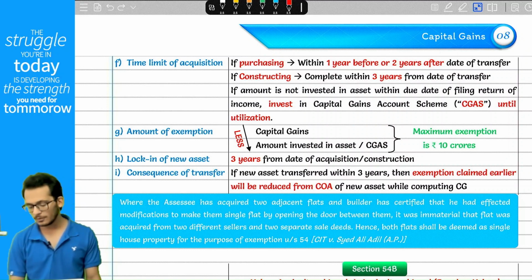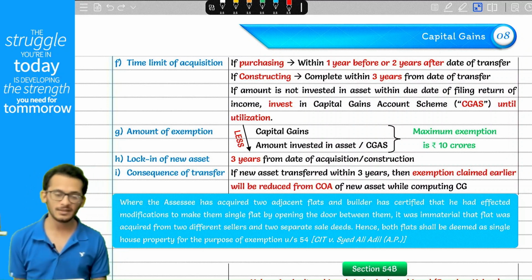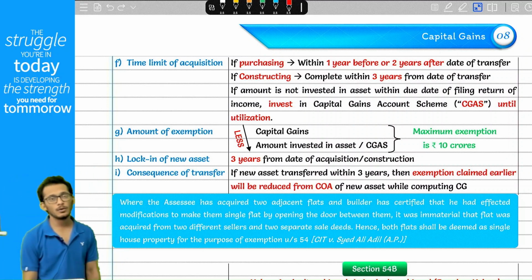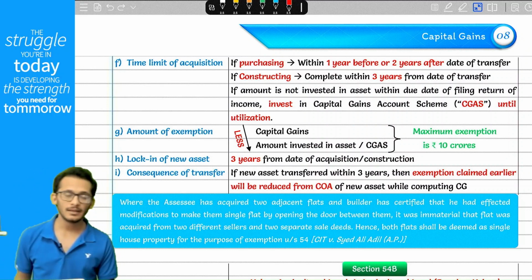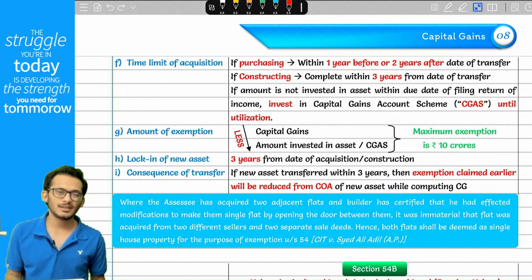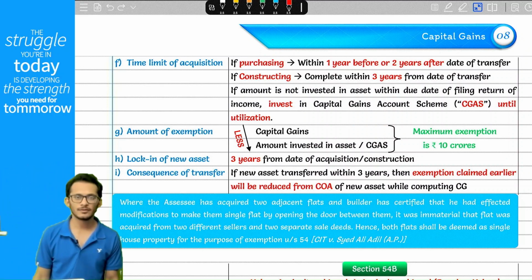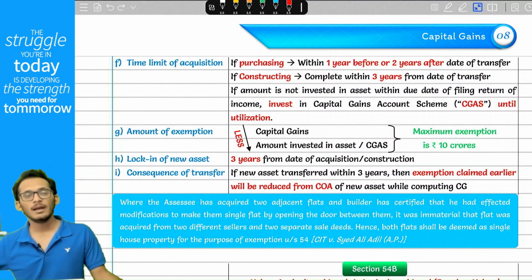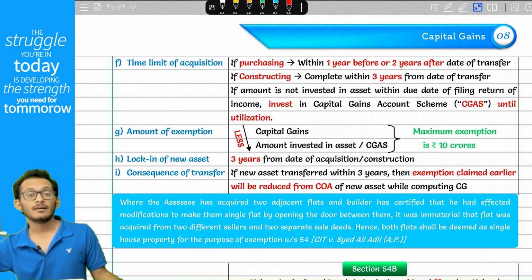Rahul, whatever house property I have bought, I have to hold this house property for a minimum period of 3 years. If I do not hold the property for the stipulated period, the exemption which I claimed earlier will be reduced from the cost of acquisition in case of 54, and the exemption which I claimed earlier will become taxable in the year of sale in the 54F.